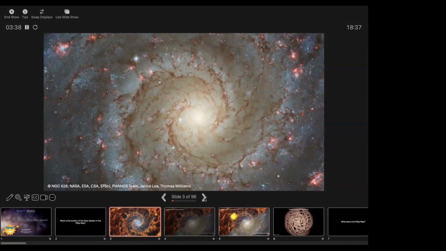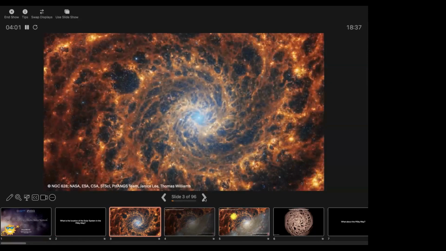So this is not our Milky Way, this is another galaxy which is called NGC 628. And as you can see, this is a spiral galaxy, probably similar to the Milky Way. And this is in visible light. So if we would look at this galaxy with our eyes, we would see this galaxy in this way.